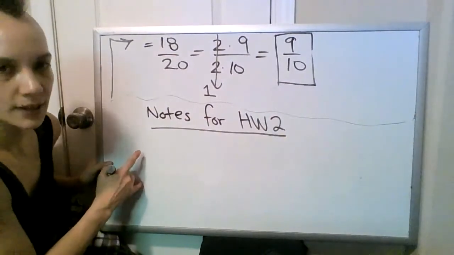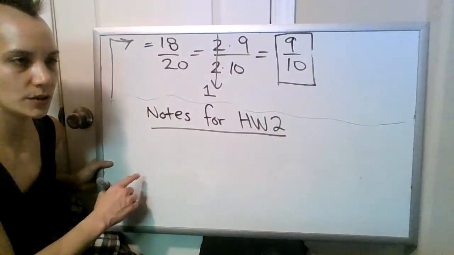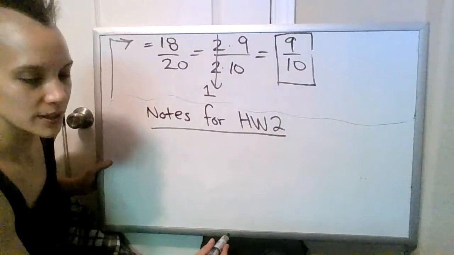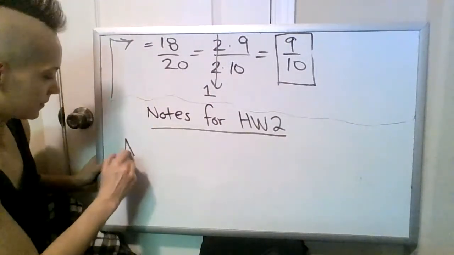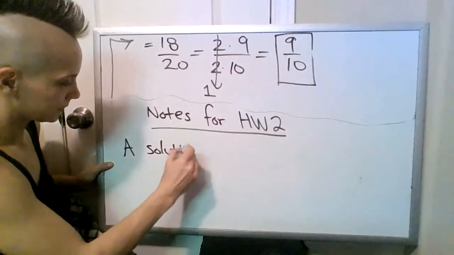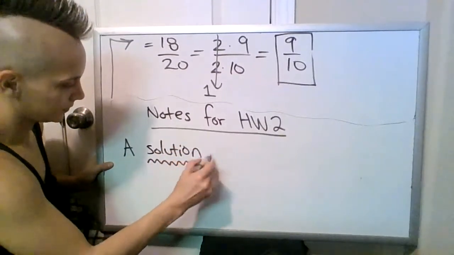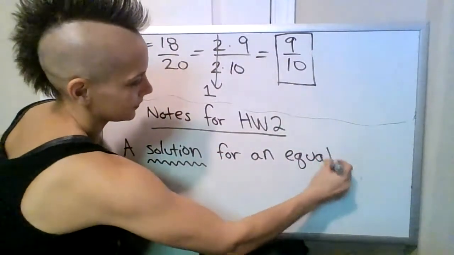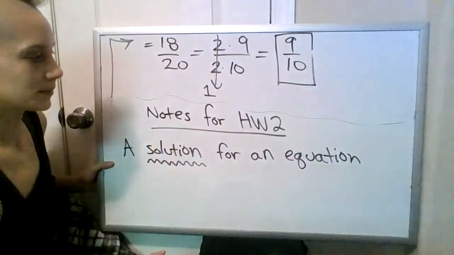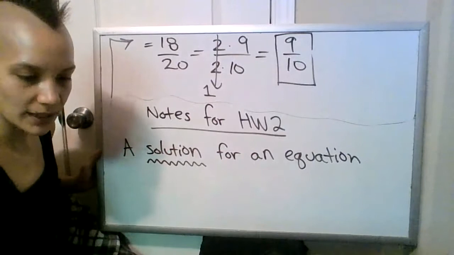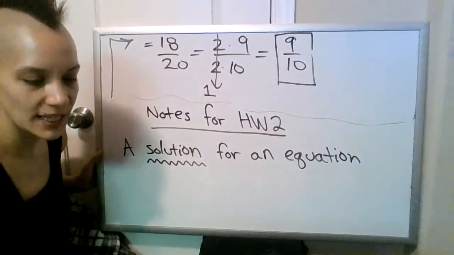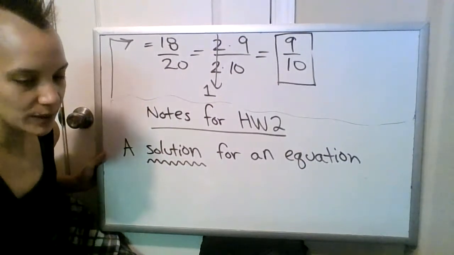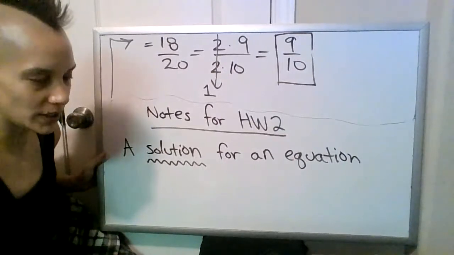So it starts with the definition. We're going to define a solution to an equation. Or I guess we're going to stick with equations. A solution for an equation is a value, is a number that when used in place of the variable, it makes the equation true.